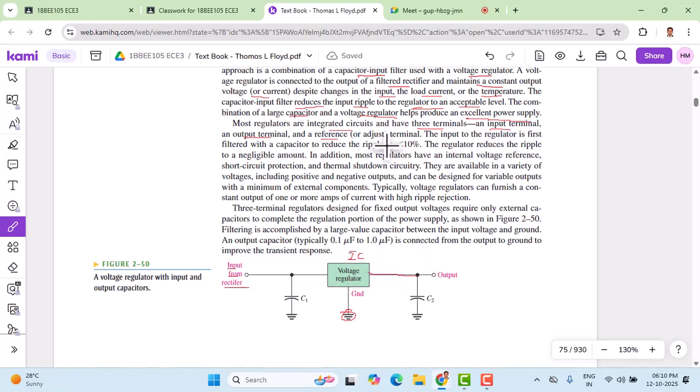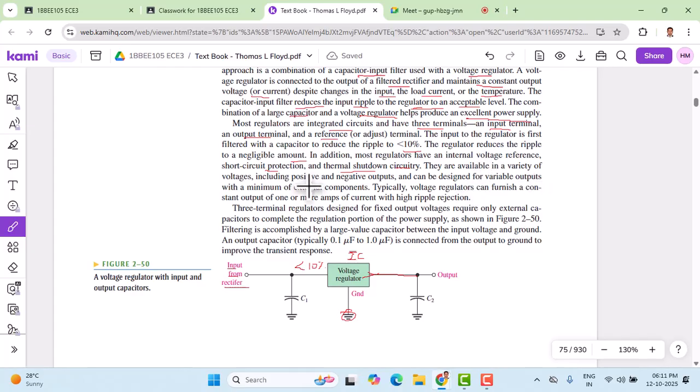The input to the regulator is first filtered with a capacitor to reduce the ripple to less than 10%. The filter here should bring the ripple value to less than 10%. Only then can this regulator act effectively. The regulator reduces the ripple to a negligible amount. In addition, most regulators have an internal voltage reference for short circuit protection. Just now we have seen surge current protection, and it also has thermal shutdown circuitry. All of this is inbuilt within this voltage regulator.